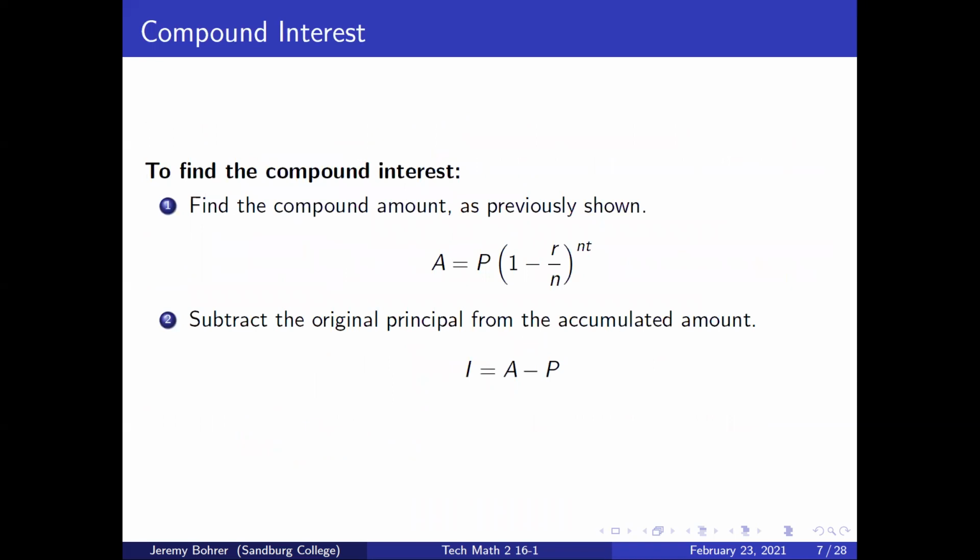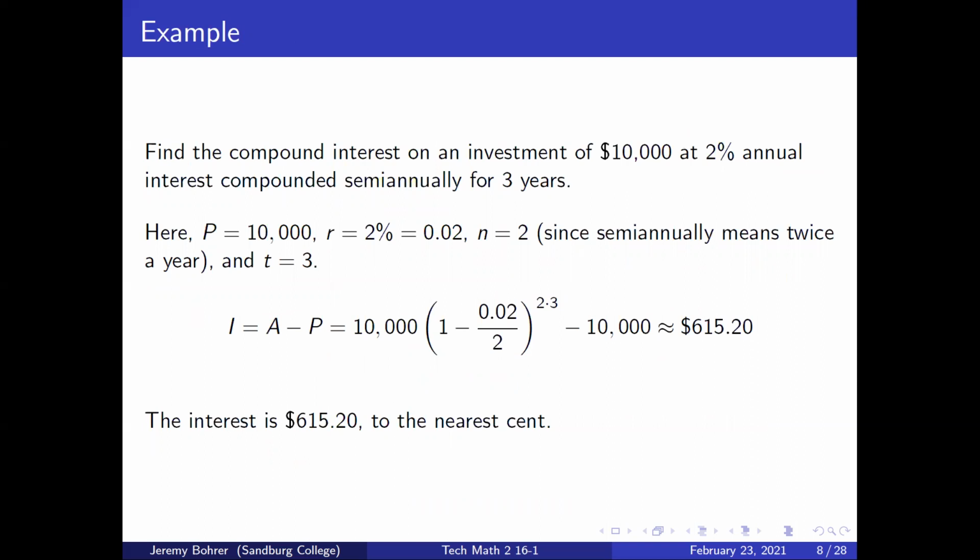To find the compound interest, find the compound amount as previously shown, and then subtract the original principal from the accumulated amount, I equals A minus P. Find the compound interest on an investment of $10,000 at 2% annual interest compounded semi-annually for 3 years. Here, P equals 10,000, r equals 2%, which is 0.02, n equals 2, since semi-annually means twice a year, and t equals 3. I equals A minus P equals 10,000 times 1 plus 0.02 over 2, all raised to the 2 times 3 power, minus 10,000, which is $615.20 to the nearest cent.